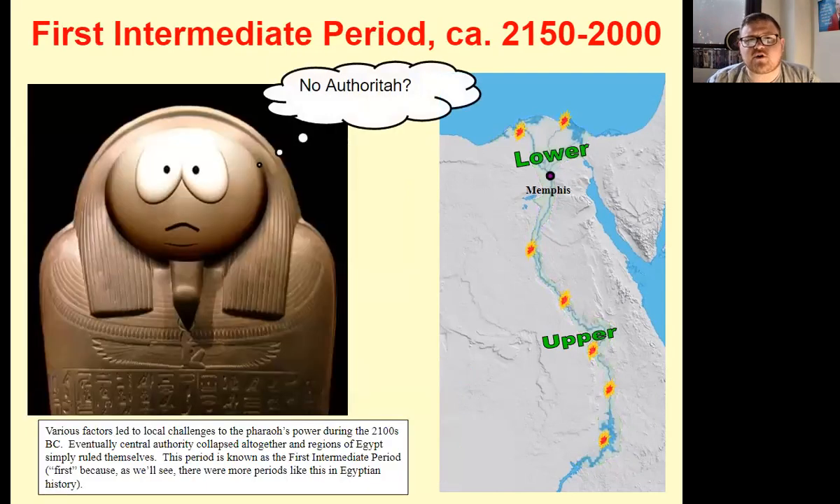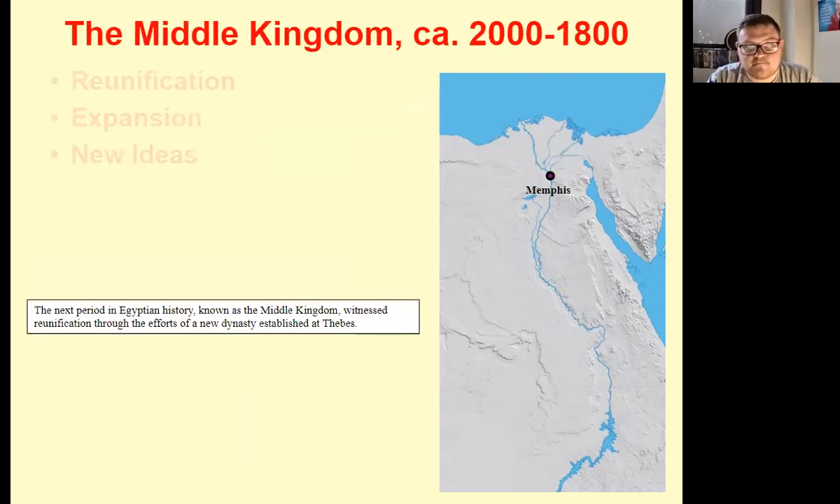So this is like our first intermediate period, and there's no authority. Various factors led to local challenges to the pharaoh's power during the 2100s BC. Eventually, the central authority collapsed altogether, and regions of Egypt simply ruled themselves. This period is known as the first intermediate period, first, because as you're going to see, there's more than one.